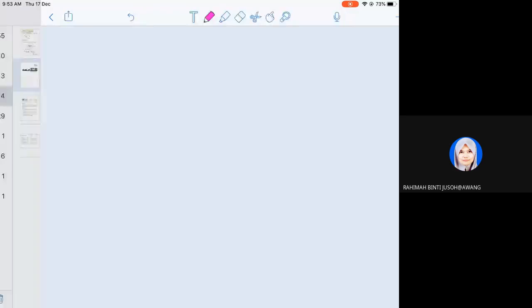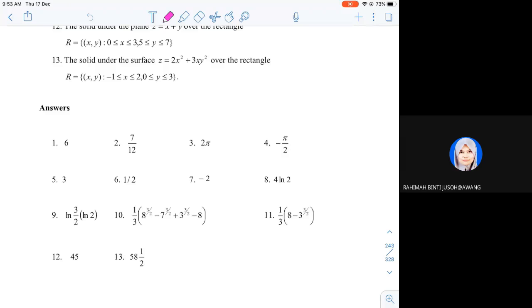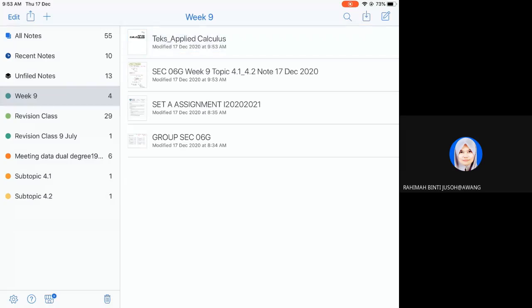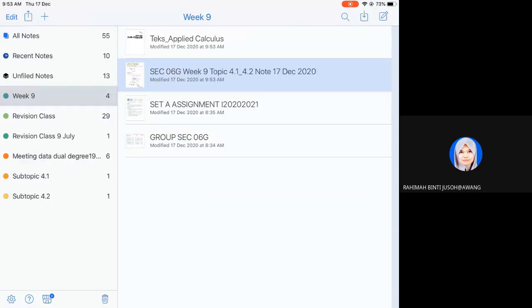Is it the answer? Let me check the answer. It is correct. Understand guys? Can you solve this in your final exam? If this type of question comes out in your final exam, can you answer? InsyaAllah, hopefully.